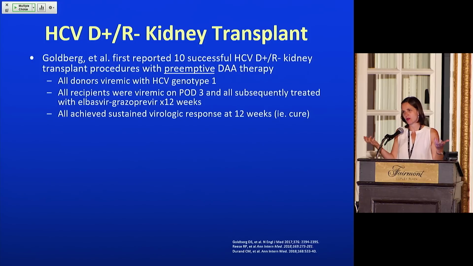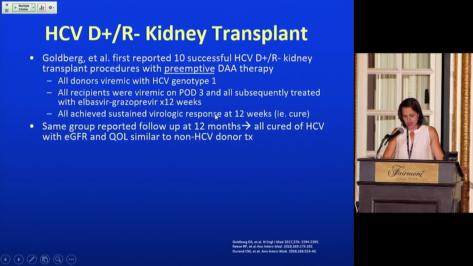So preemptive, they had to start therapy right away. So they started therapy very, very early after transplant, and they were treated with this drug because this is the Merck drug that was supporting that trial. And they all achieved sustained virologic response at 12 weeks. And then since then, there's been follow-up data on all these patients at 12 months out. They're all cured of hepatitis C, and their eGFR and quality of life is similar to non-hepatitis C infected donor kidney transplant recipients.